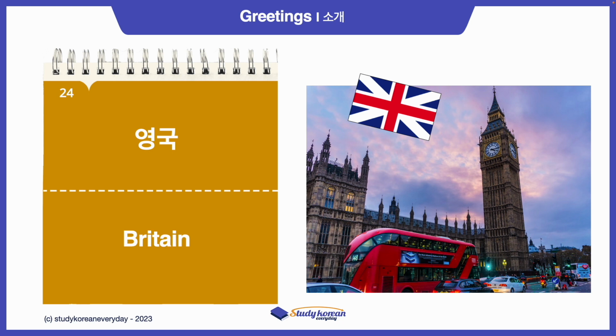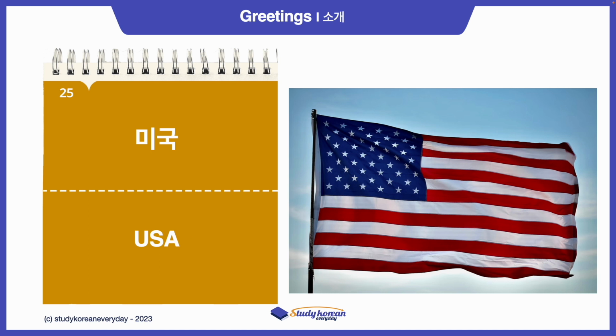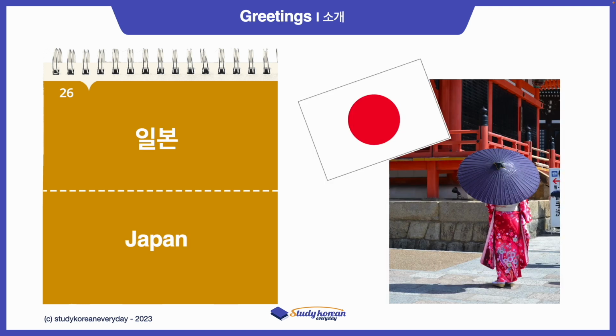영국, which means Britain. How would you say I am British? 저는 or 나는 영국 사람입니다. Then I am British. And 미국. 미국, which means United States. And this one is 일본. 일본, which means Japan.